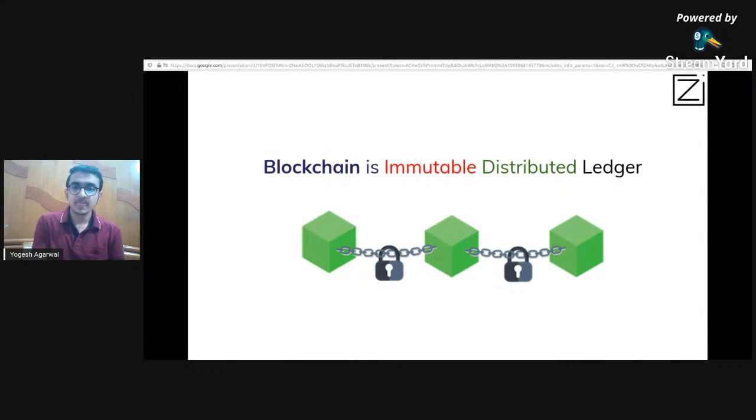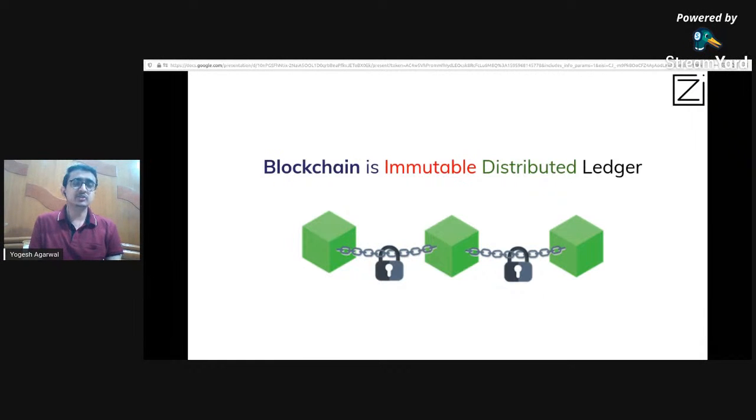Then it is distributed. That means it doesn't have any central authority controlling it. For example, take any common scenario of a company, let's take Amazon. In Amazon, there's a central authority taking all the decisions, right? Whether to accept or reject a refund request, all those decisions are taken by a central authority. In blockchain, there is no central authority. It is a distributed system wherein all the peers in the network themselves take the decision of how the network should move forward.